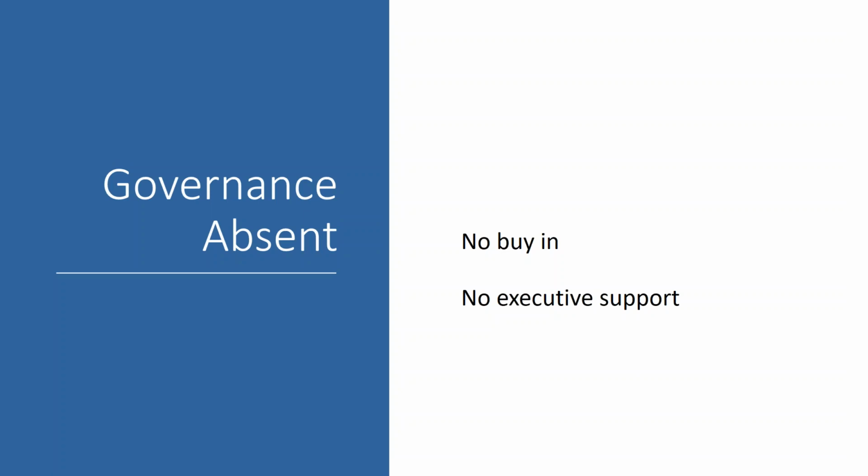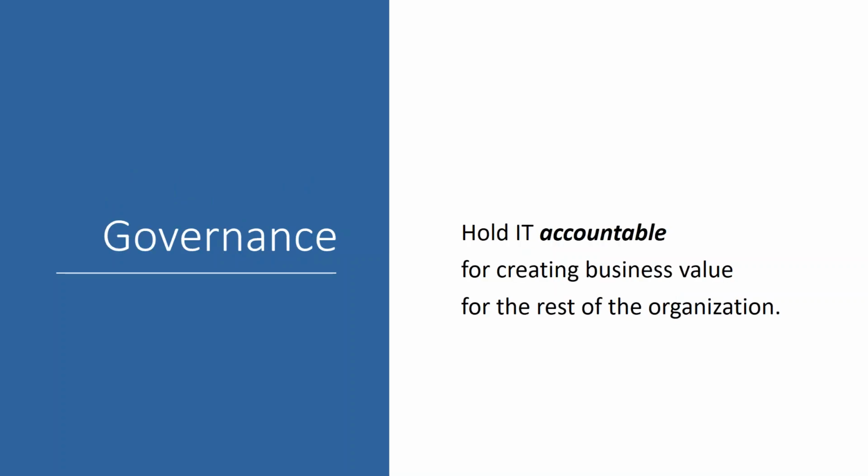of the organization. And so when governance is absent, some of the things you might hear are, well, there's no buy-in. I'm not getting any buy-in for IT at this organization. There's no executive support. Those are kind of colloquial expressions that reflect an absence of effective IT governance. So the role of governance is to hold IT accountable for creating business value for the rest of the organization.